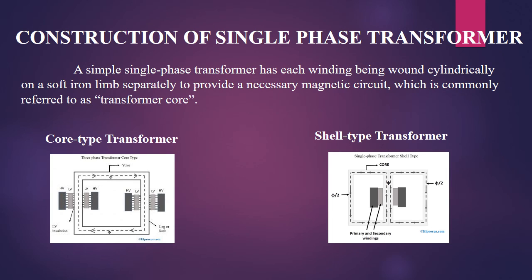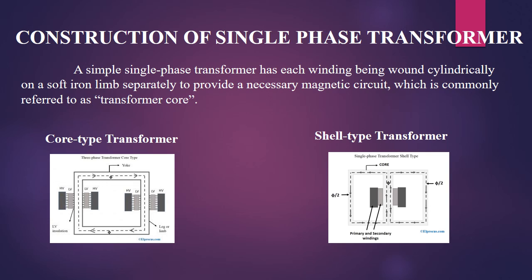Construction of single phase transformer. A simple single phase transformer has each winding wound cylindrically on a soft iron limb separately to provide the necessary magnetic circuit, which is commonly referred to as the transformer core. It offers a path for the flow of magnetic field to induce voltage between the two windings. Based on how the windings are wound around the central steel laminated core, the transformer is of two types: one is the core type transformer and the other is the shell type transformer.